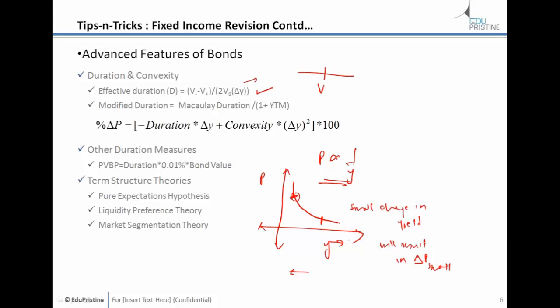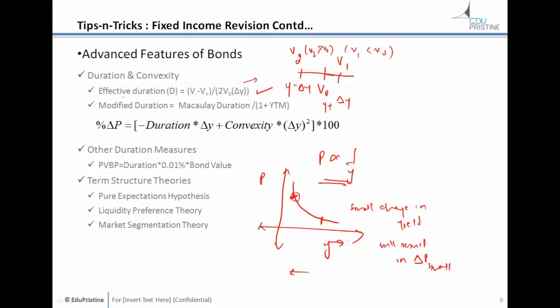So if I am looking at the value of the bond V0, if the yield were to become Y plus delta Y, let me say that the price of the bond will change to V1. So V1 will obviously be less than V0. Similarly, if the yield were to fall to Y minus delta Y, and the value of the bond is V2, then V2 will be greater than V0. So if I were to measure the duration, it will be V2 minus V1 divided by 2 times V0 into delta Y.